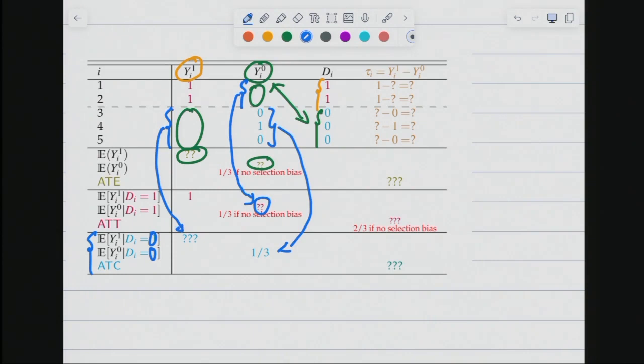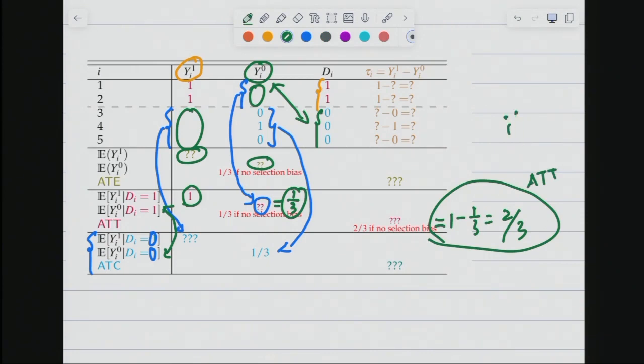Then given there's no selection bias, we know that these two should be equal, okay? The control state outcome should be the same for those who are in the treatment and the control group. So it makes this cell equal to 1/3 if there's no selection bias. Then given we have the value 1 for the treatment state, and the value 1/3 for the control state for those who are in the treatment group, we're able to compute the effect, which is just the difference between these two. That gives you 2/3. Okay? Now, ATT can be identified in this case if no selection bias.